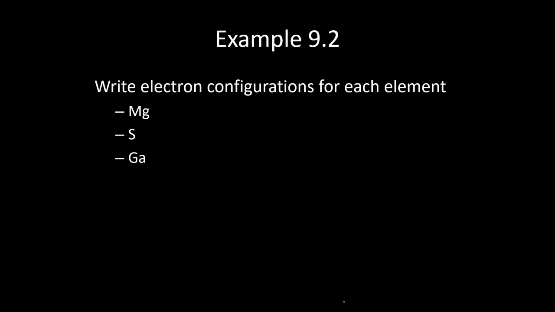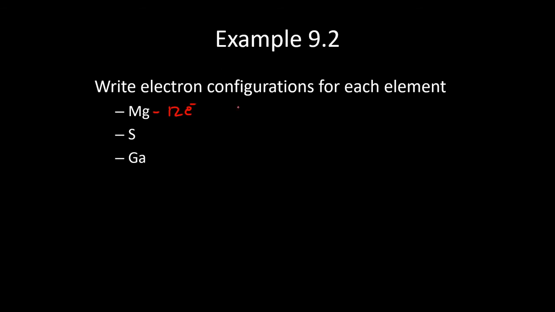Anytime I'm asked to write an electron configuration or an orbital diagram, the very first thing that I do, and the very first thing that you should do, is figure out how many electrons do I have. Well, if you go to the periodic table, you will find that magnesium has 12 electrons. It's element number 12. It's going to have the same number of electrons as protons, so it has 12 electrons. So what I'm going to do is start with the lowest energy, which is the 1s, and just fill in electrons until I run out.